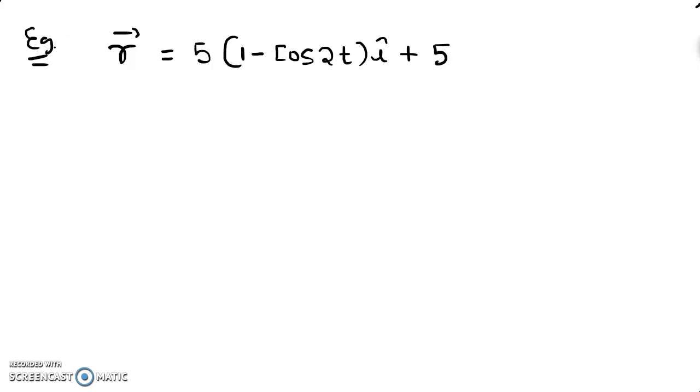Say I give you the displacement of a particle, and that displacement is a function of time, and the equation is like this: 5(1 minus cos 2t) i cap, plus 5 sin 2t j cap. So this one is the displacement equation as a function of time.